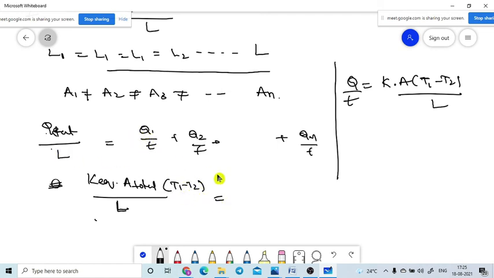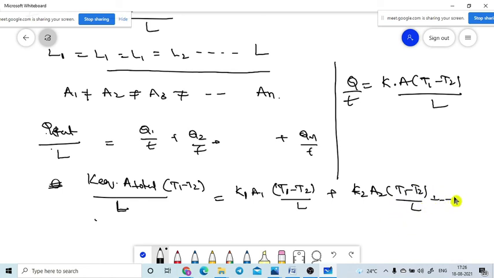What about the right side? On the right side we need to write each one individually. For the first one, K1 into A1. The temperature difference of the first conductor is constant: T1 minus T2 divided by L itself, plus and so on. Similarly, K2 into A2, T1 minus T2 divided by L, plus and so on. The last term is Kn An, T1 minus T2 divided by L. Which is the common term? These terms are constant, so I will cancel them.